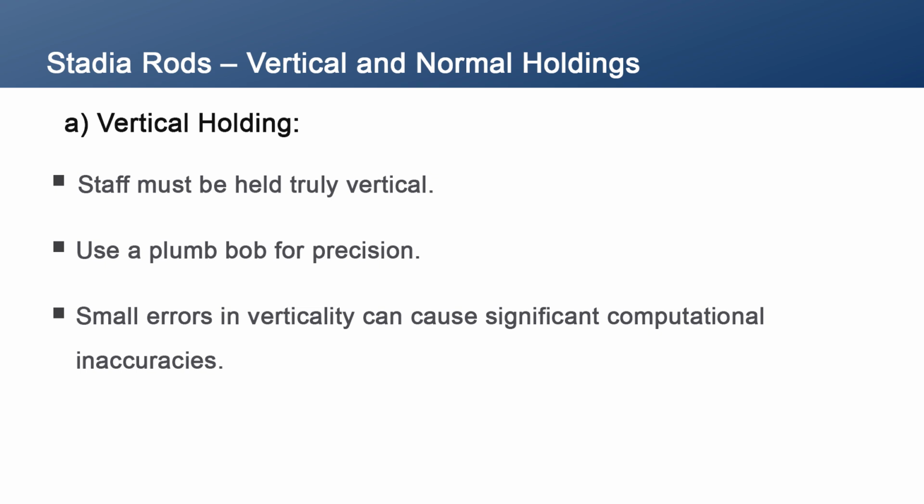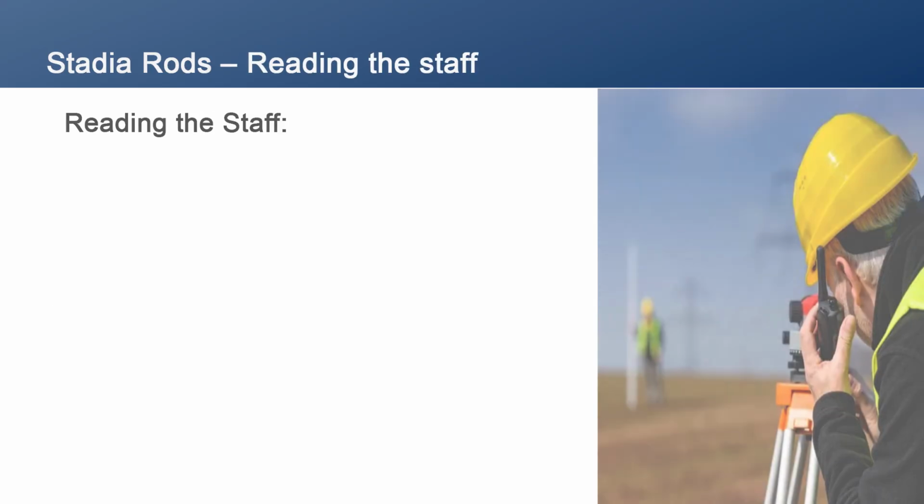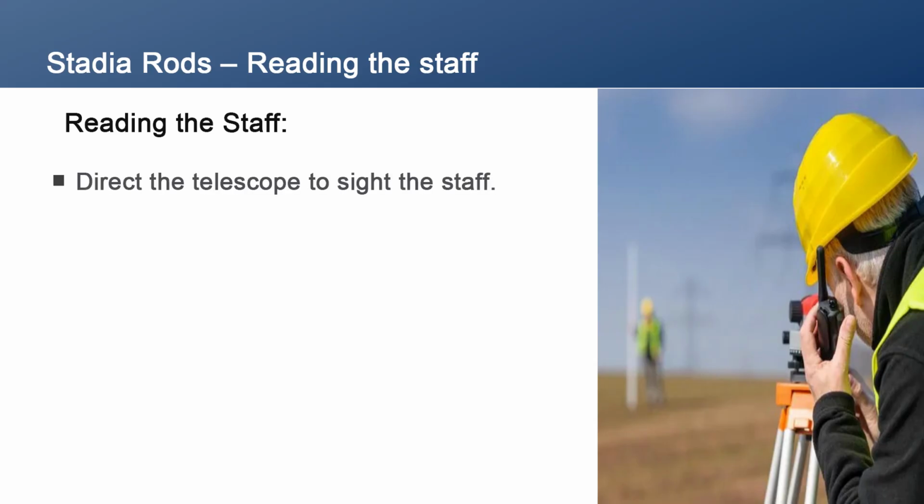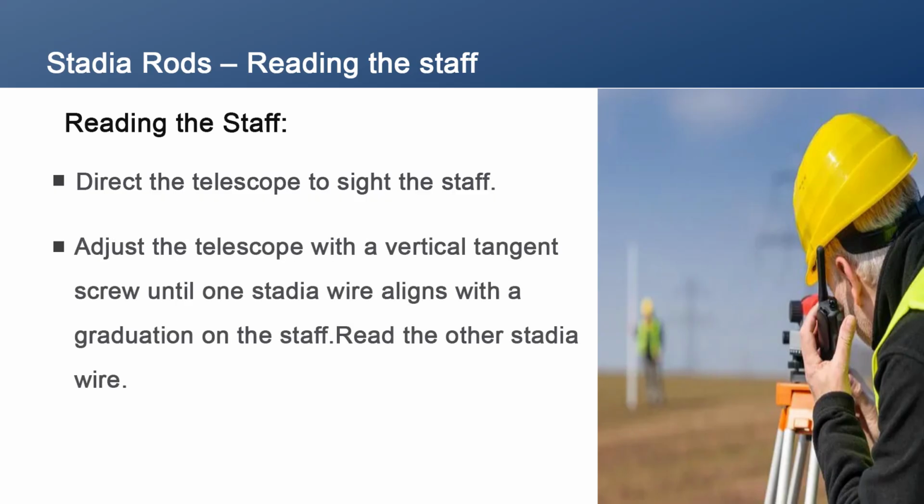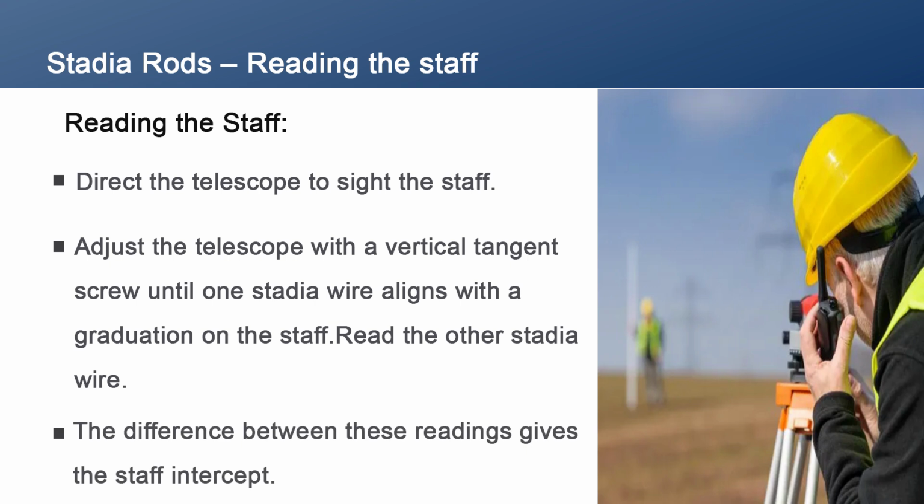This alignment process is important because it directly affects the accuracy of the distance measurements. Now, to identify the staff intercept, the procedure is: the telescope is directed to the side of the staff. The telescope is then adjusted by means of the vertical tangent screw until one stadia wire aligns with the graduation on the staff. Then the other stadia wire is read. The difference between these readings gives the staff intercept.